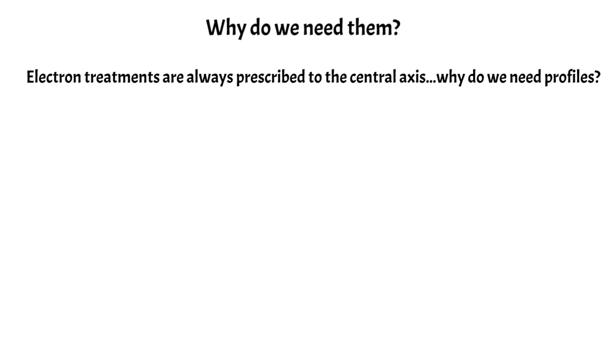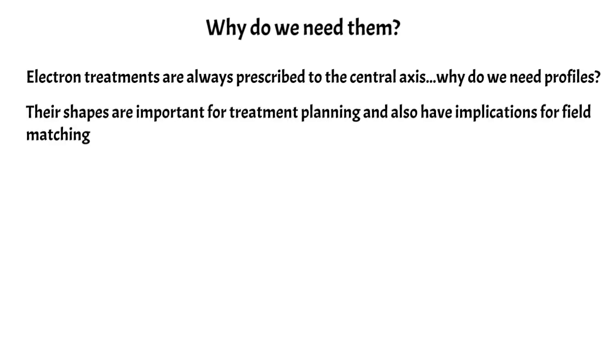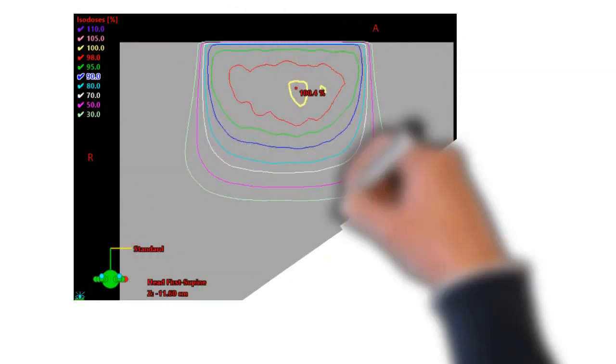But we do need to know what they look like because their shapes are important for treatment planning and also have implications for field matching. So we need to know what they look like for the purpose of treatment planning, but for the purpose of a hand calculation, there's really no reason why you would need to use a profile because you don't need an off-axis ratio because it's always prescribed on the central axis. But we are going to go ahead anyways and look at some profiles.